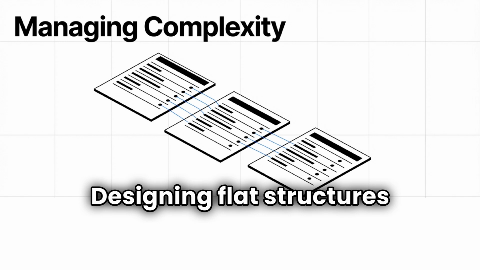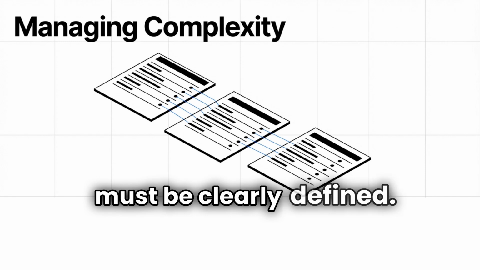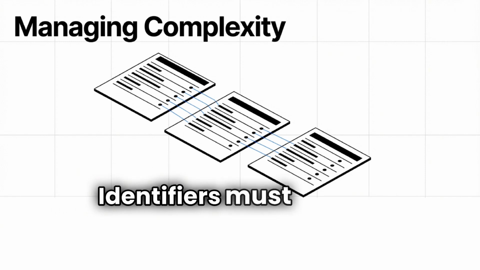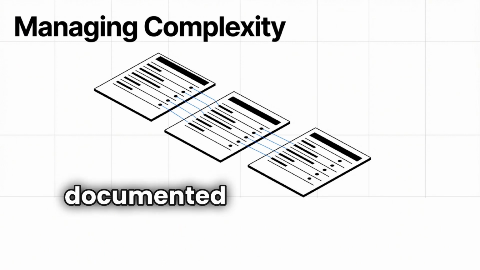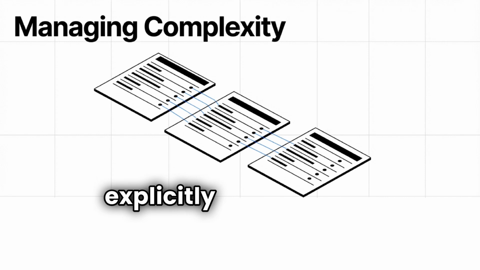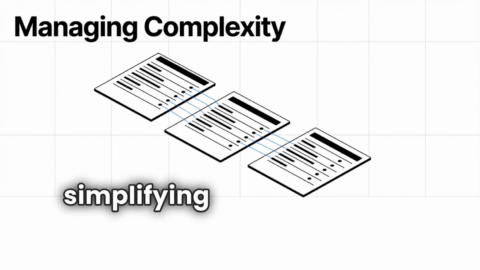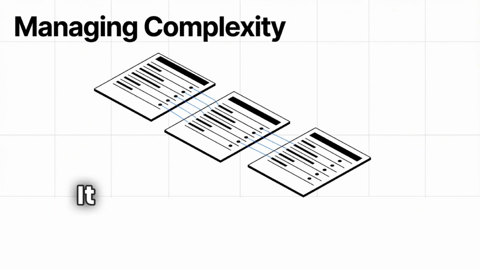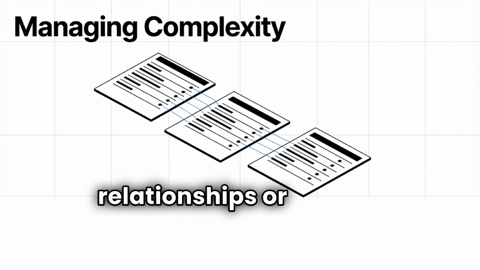Designing flat structures requires careful choices about keys, granularity, and duplication. The unit of observation must be clearly defined. Identifiers must remain stable across datasets. Relationships must be documented even when not explicitly represented. Good flat data modeling preserves meaning while simplifying representation. It ensures that flattening does not silently distort relationships or counts.